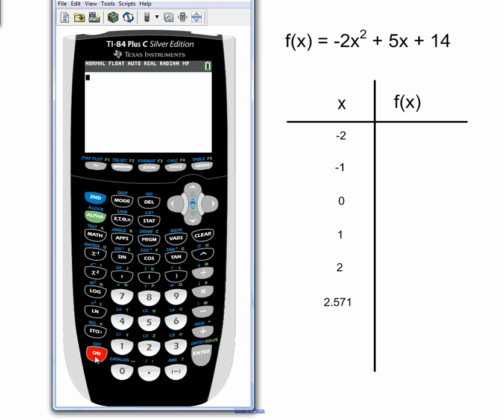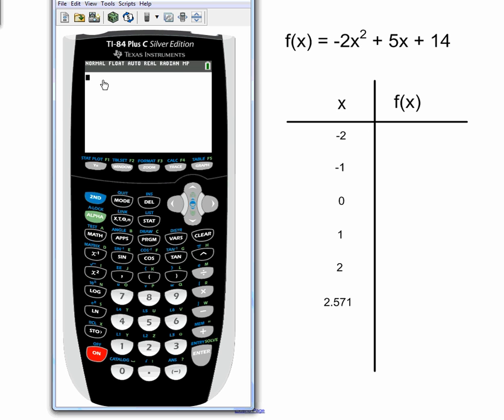So when you turn the calculator on, you'll see that you just get a blank screen. This is your workspace. If I wanted to evaluate f of -2, if I was doing it by hand, I would put -2 here, square it, and then multiply by -2. Put -2 here, multiply that by 5, and then add 14. And add them all up, that would be the value of f of x. So this would be 4 times -2 is -8. This would be -10, so that's -18 in total, plus a positive 14 makes -4. So let's see if the calculator does the same thing.